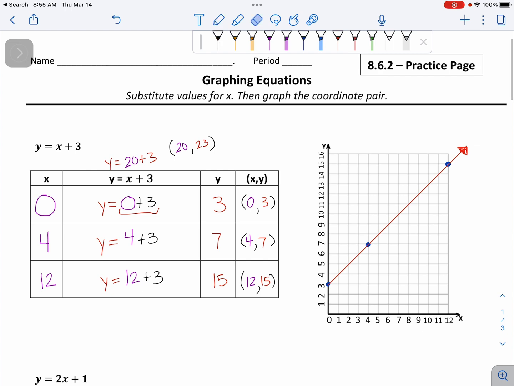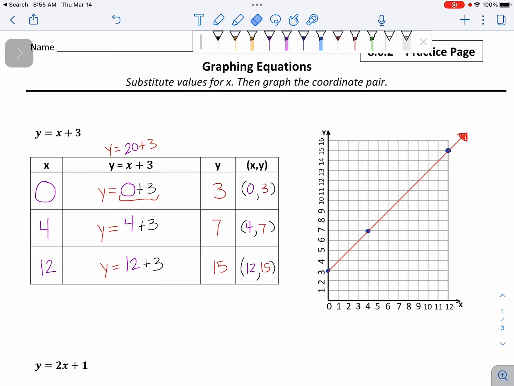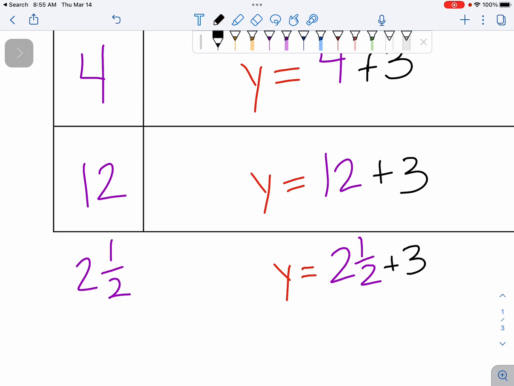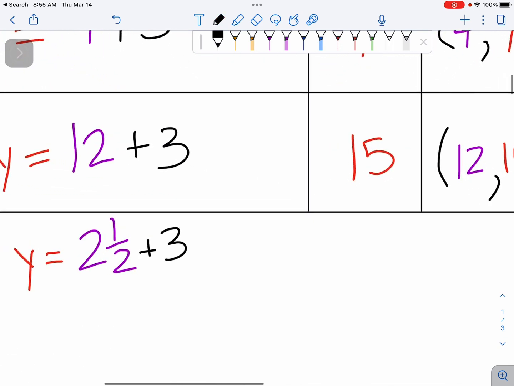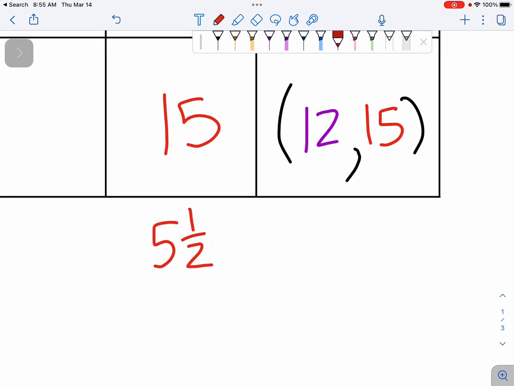I also want to remind you that any spot on this line is a solution. So you don't have to pick whole numbers. I could have picked like a fraction or a mixed number. I could have picked 2.5. I can put 2.5 here. It's not as easy. This one isn't terribly difficult. Y equals 2.5 plus 3. Well, 2.5 cookies plus 3 cookies is 5.5 cookies. So that means my coordinate would be 2.5, 5.5.